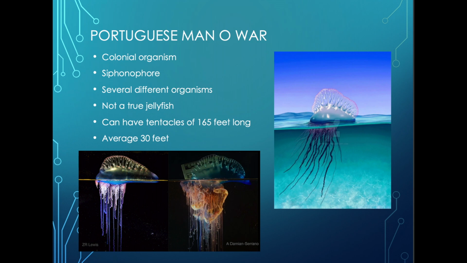Another cool thing about these guys is it's a colonial organism. There are several different animals that make up this Portuguese man-o-war. So several different types of hydroids actually make up this entire thing. So this is not one animal. This is a group of animals that created this structure. It is not a jellyfish, okay? So again, a jellyfish is one single animal. This is several animals making up one structure.